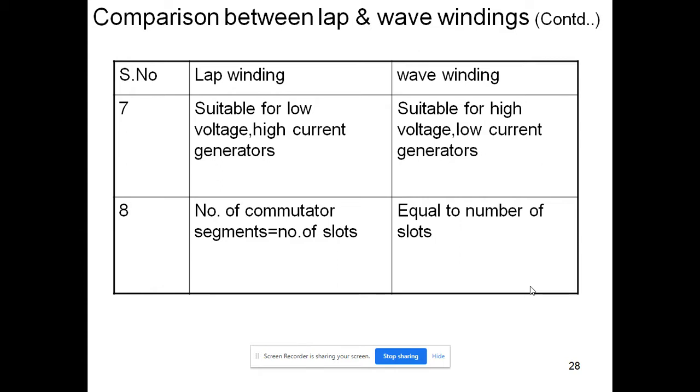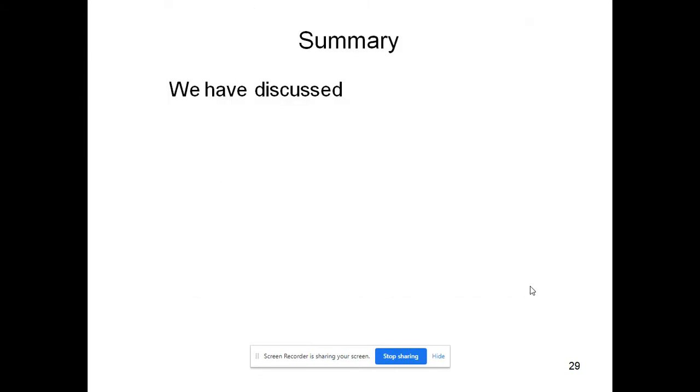And in a lap winding, the number of commutator segments is always equal to the number of slots. That is, the number of slots will be on the armature and the number of segments will be at the end of the armature, which we have already seen in the parts of a DC generator. And in a wave winding, segments is equal to number of slots.